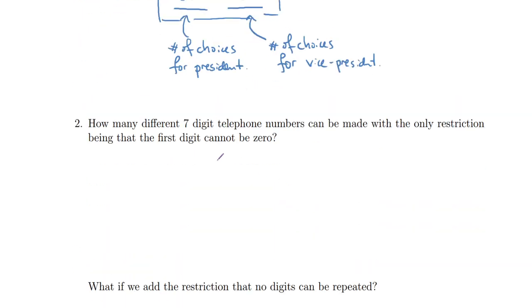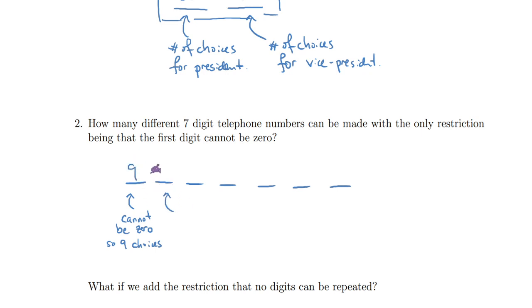All right, second example: how many different 7-digit telephone numbers can be made with the only restriction that the first digit cannot be a 0? So you're going to have 7 digits, and you're going to make some choices, right? The very first digit is the only one that has this additional restriction: it cannot be 0. So how many choices for that digit? There would be 9 choices, right? It can be 1 through 9, but it can't be 0. So there'll be 9 choices for this.